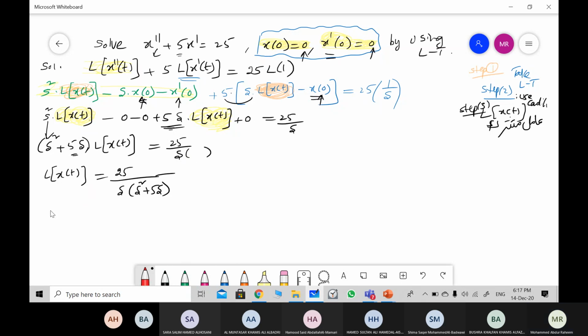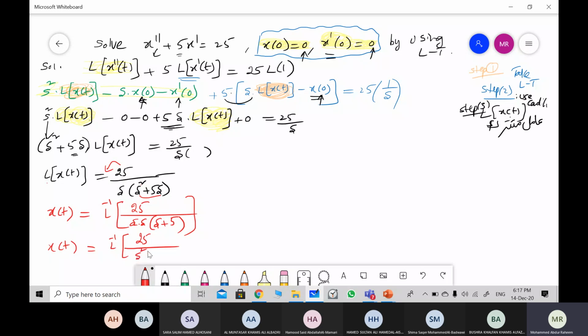What should be the next step? Now x of t, send L to other side, L inverse. 25 being constant, I can write outside, or you put inside, no problem. S, and here S common, can I take? Then s squared (s plus 5), like this. Now the challenge is to find this x of t. You want to take 25 outside or not, up to you. You will keep, otherwise s squared (s plus 5).